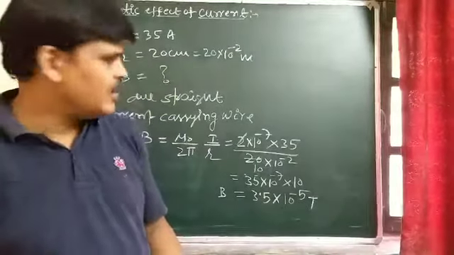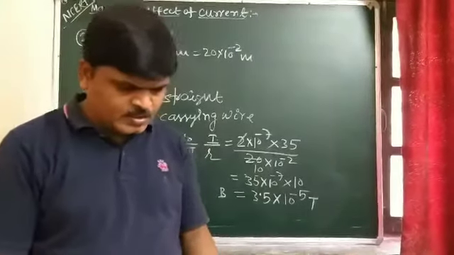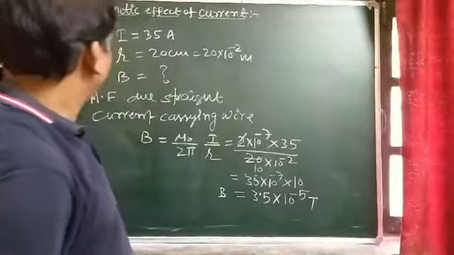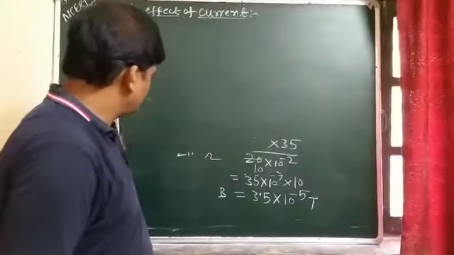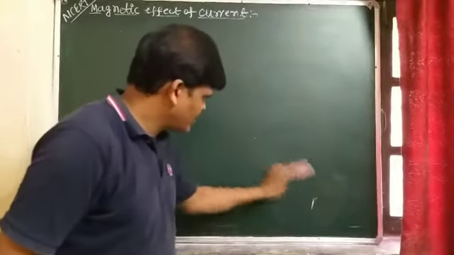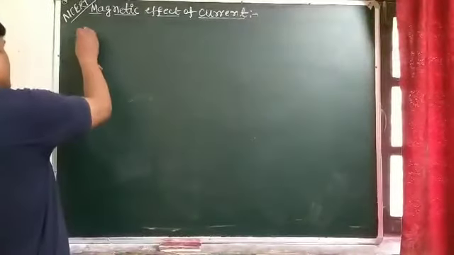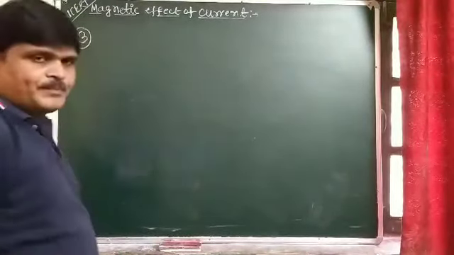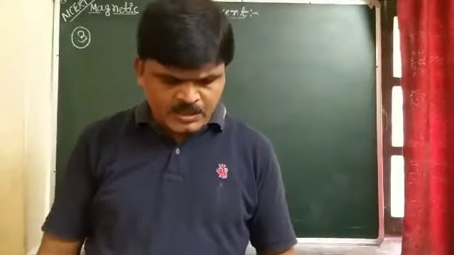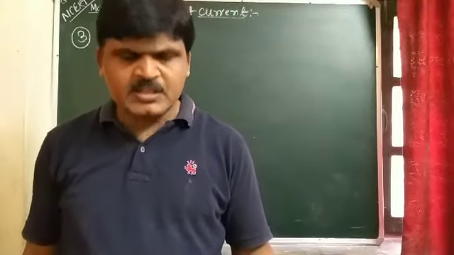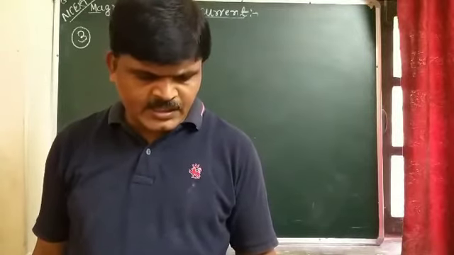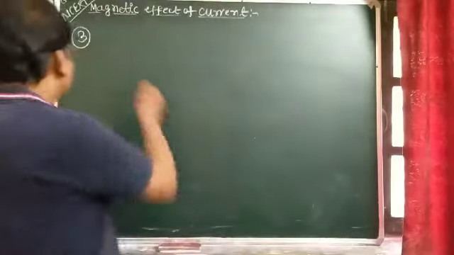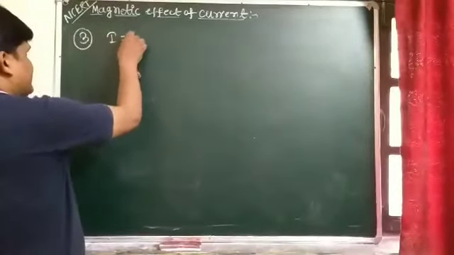This is the answer. And next question, question number 3 from NCERT. A long straight wire in horizontal plane carries a current of 50 ampere.